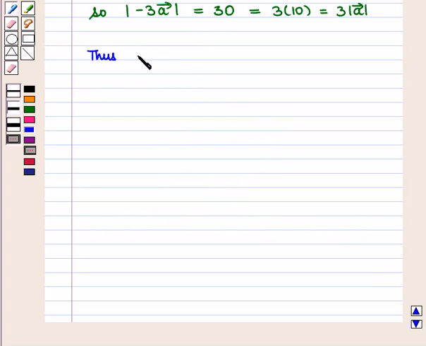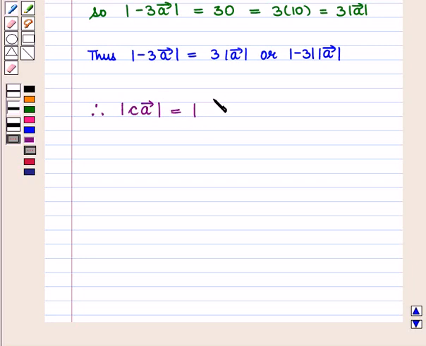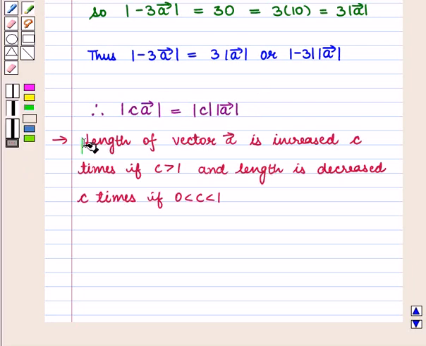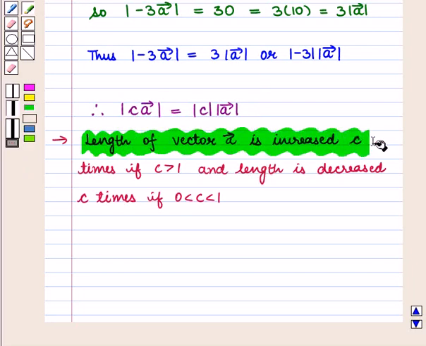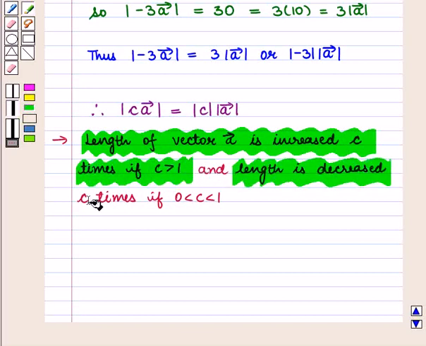Thus we have the magnitude of minus 3 into vector A is equal to 3 into the magnitude of vector A, or we can write it as the absolute value of minus 3 into the magnitude of vector A. Therefore we have the magnitude of C into vector A is equal to the absolute value of C into the magnitude of vector A. Therefore we say that the length of vector A is increased C times if C is greater than 1, and length is decreased C times if 0 is less than C is less than 1.